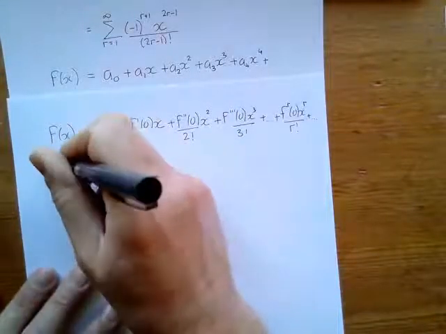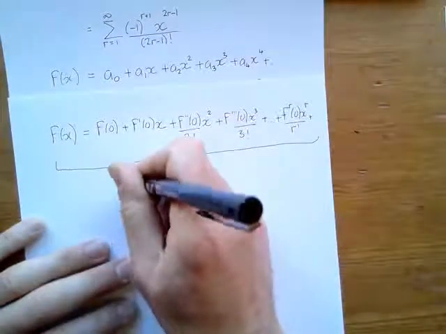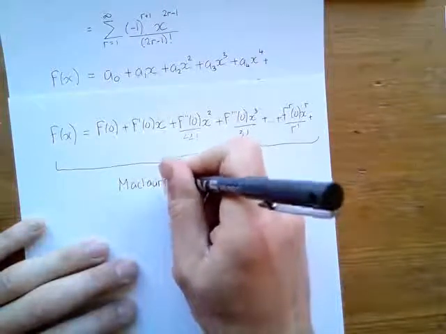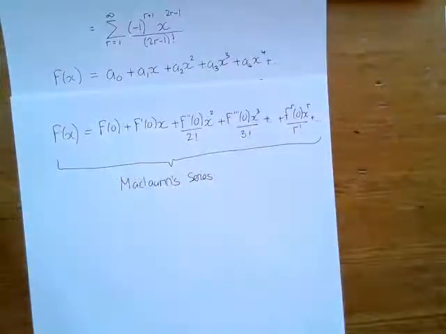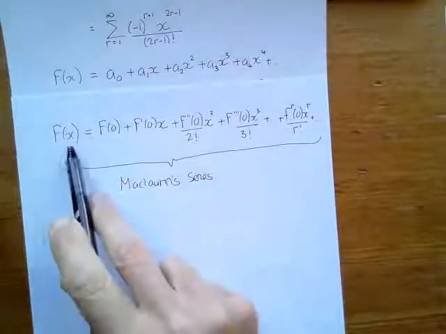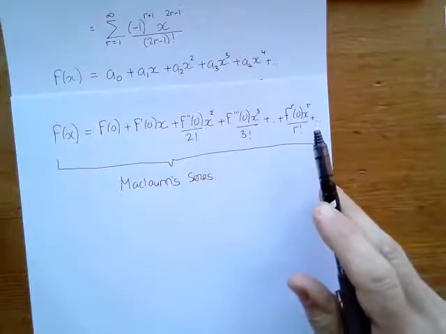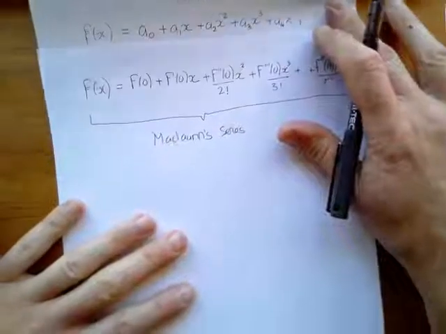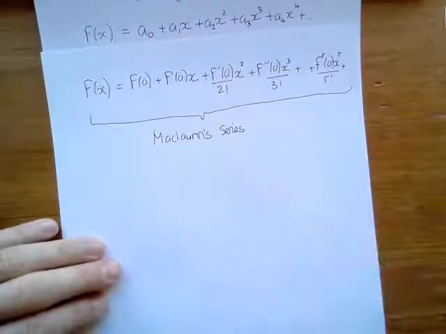This here is called Maclaurin's series. Sometimes it's called Maclaurin's expansion. And it's a way of writing a function as a polynomial as long as you can differentiate the original function and then work out some values for it. And we did it earlier with sin x. I'm going to show you it now with sin x.